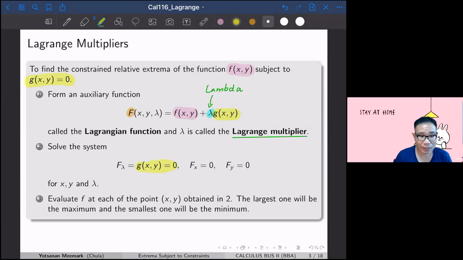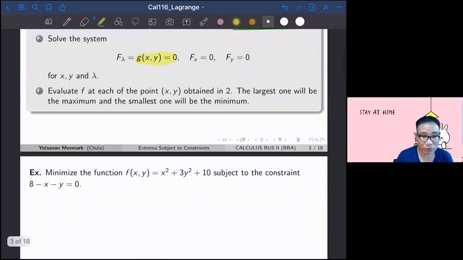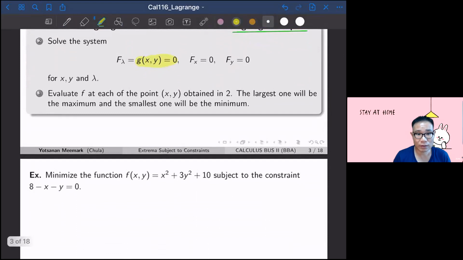So basically this consists of 3 steps. You're gonna form an auxiliary function and find the critical numbers. However, in this case, you're gonna have to use the constraint also. And then you're gonna plug in. So it's not going to be a second derivative test or anything. It's going to be just plugging in in order to find the maxima or minima of the given function.